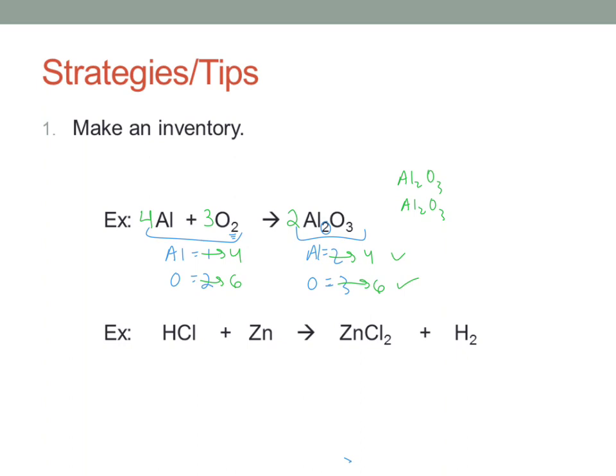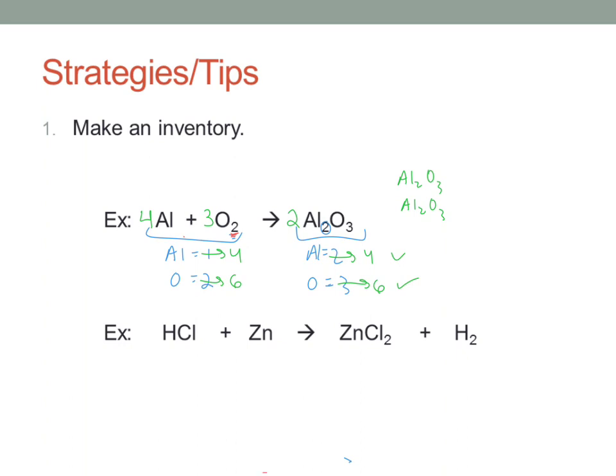4 aluminums, 3 oxygens makes 2 aluminum oxides. And again, please note that I am not doing things like putting a subscript here, right? Subscripts are for within a formula, like we have for this 2 here. We're only changing coefficients, right? We only change coefficients. That's it.